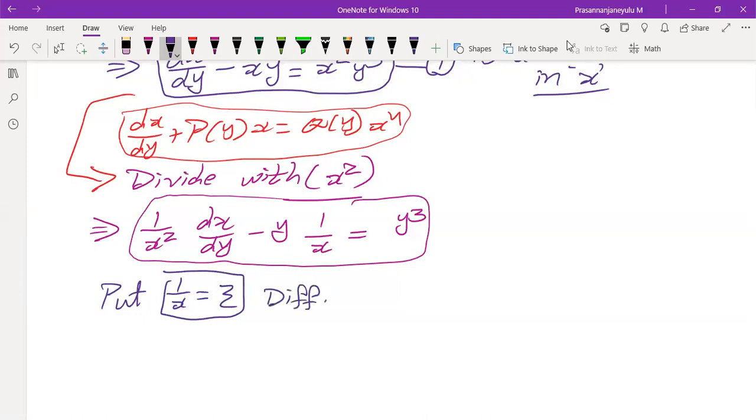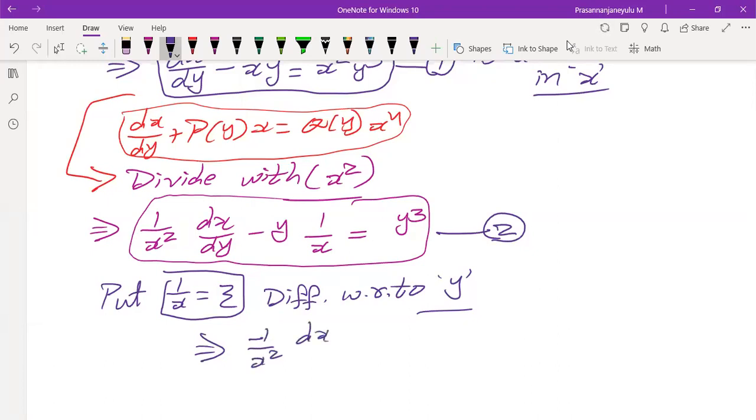So what do we have to do in the next step? Differentiate on both sides with respect to which variable? What is the independent variable in our problem? y. So differentiate with respect to the y variable, in equation number 2. Differentiating with respect to y, what do we get? The differentiation of 1 by x with respect to y is minus 1 by x square into dx by dy is equals to dz by dy.